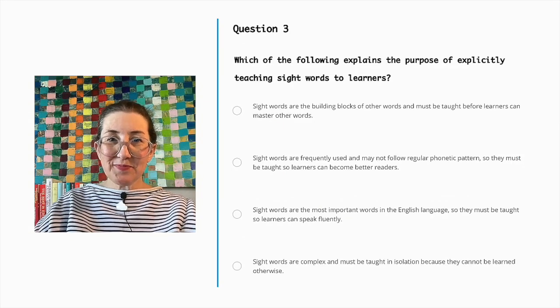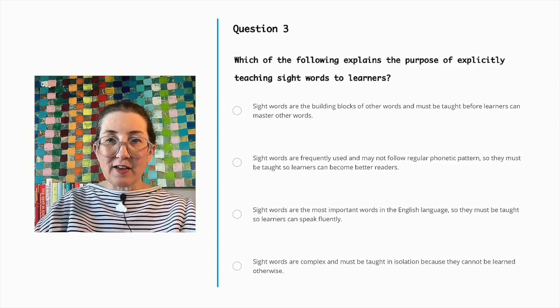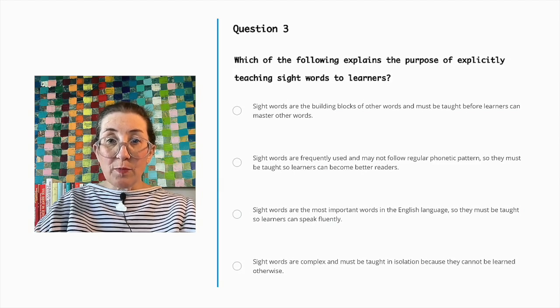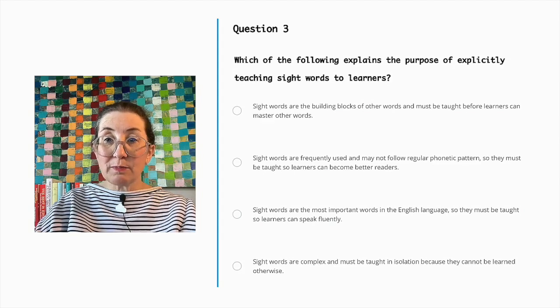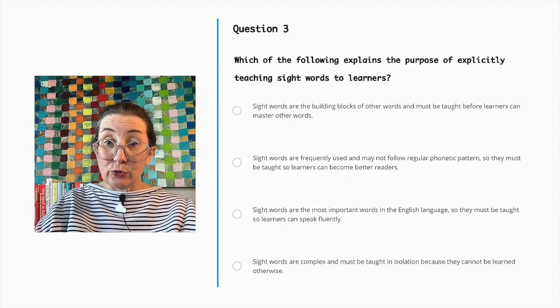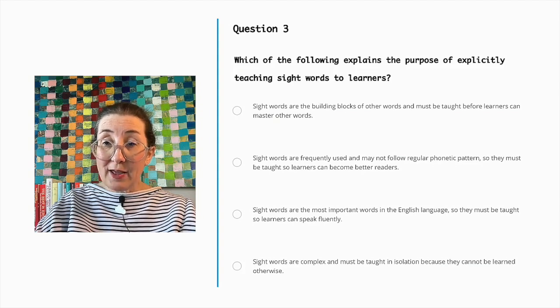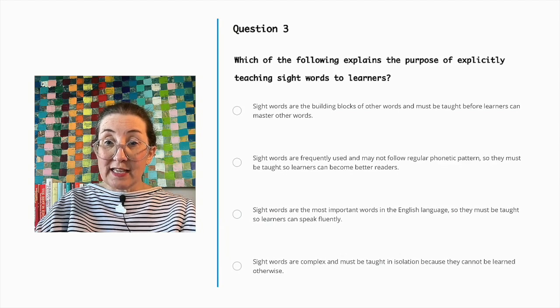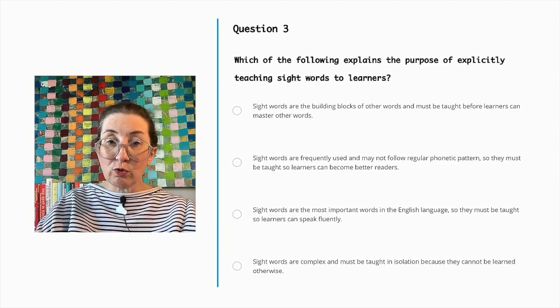Question number 3. Which of the following explains the purpose of explicitly teaching sight words to learners? Sight words are the building blocks of other words and must be taught before learners can master other words. Sight words are frequently used and may not follow regular phonetic patterns, so they must be taught so learners can become better readers. Sight words are the most important words in the English language, so they must be taught so learners can speak fluently. Or, sight words are complex and must be taught in isolation because they cannot be learned otherwise.